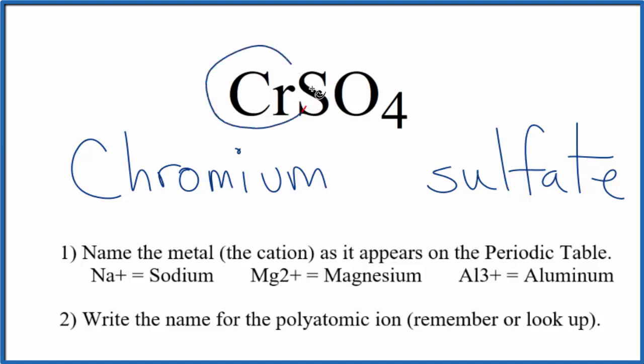But chromium, we said that's a transition metal. It can have different charges, ionic charges, depending on what it's bonded to. So we have to look at what it's bonded to, which is the sulfate ion. And this whole thing here has an ionic charge of 2-.